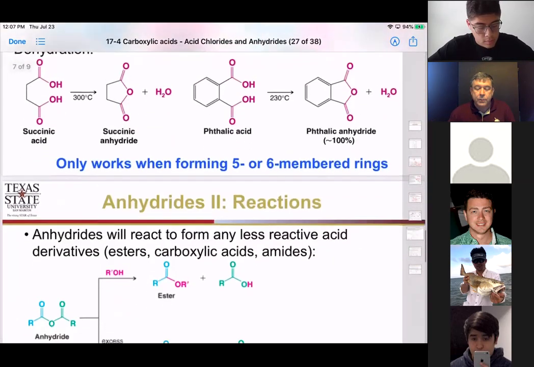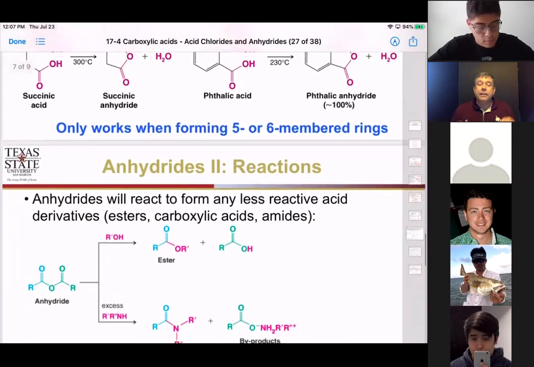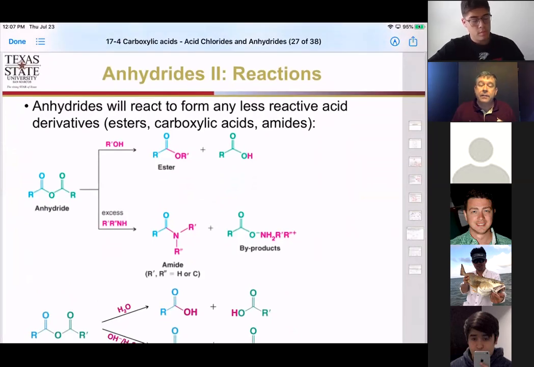Okay. Once we form that anhydride, it does a lot of the same reactions that the acid chloride does, except that it cannot make other anhydrides. They easily react with water to go to the carboxylic acid, which is what we'd expect an anhydride to do because it would just hydrate and form the carboxylic acids.